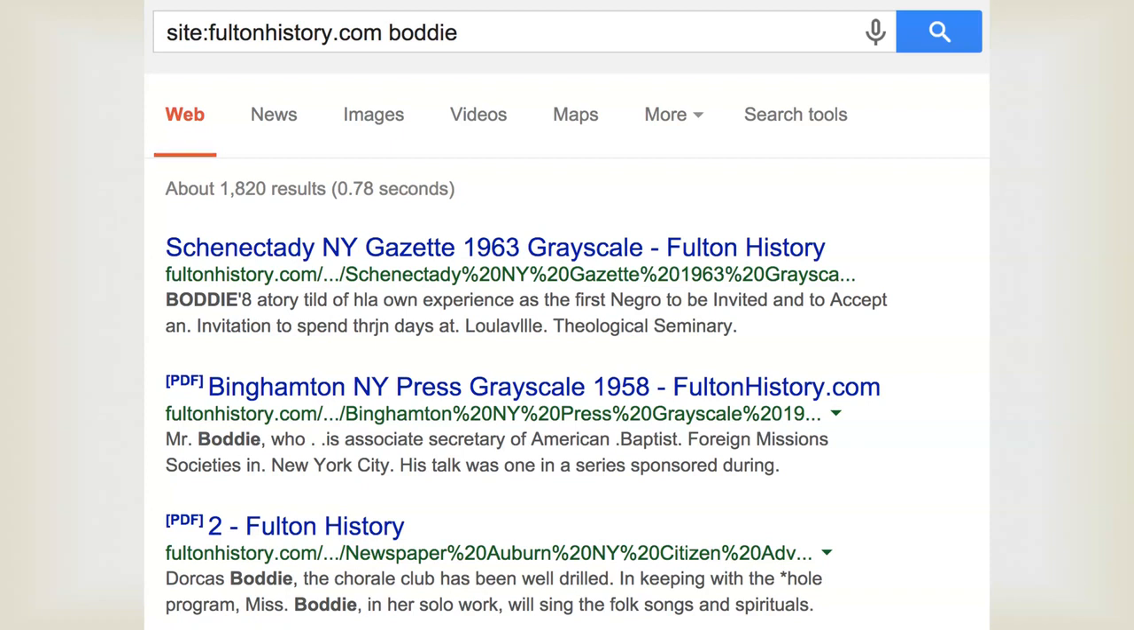You can actually go into Google, do site:fultonhistory.com, and then put whatever search terms you're interested in, such as Body, if that's a surname you're interested in, or whatever name you're looking for. And then you can get those results and click through to actually read the articles. You can see that they do cover times that might even still be under copyright.